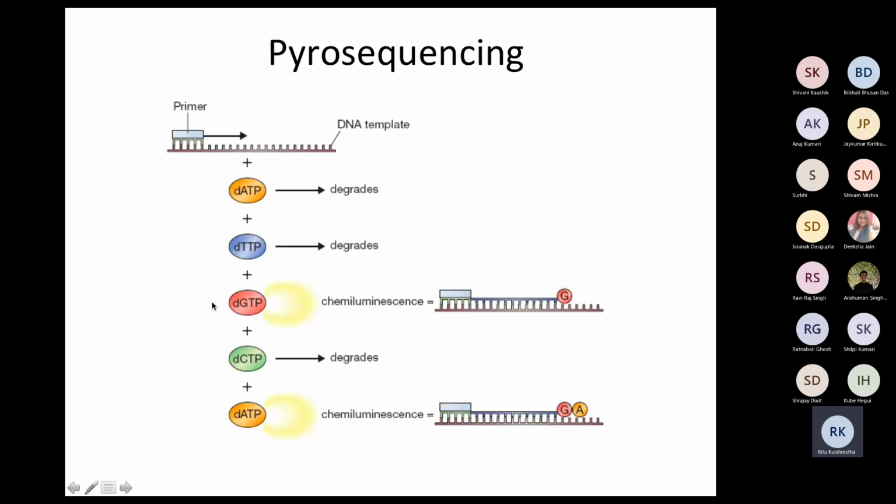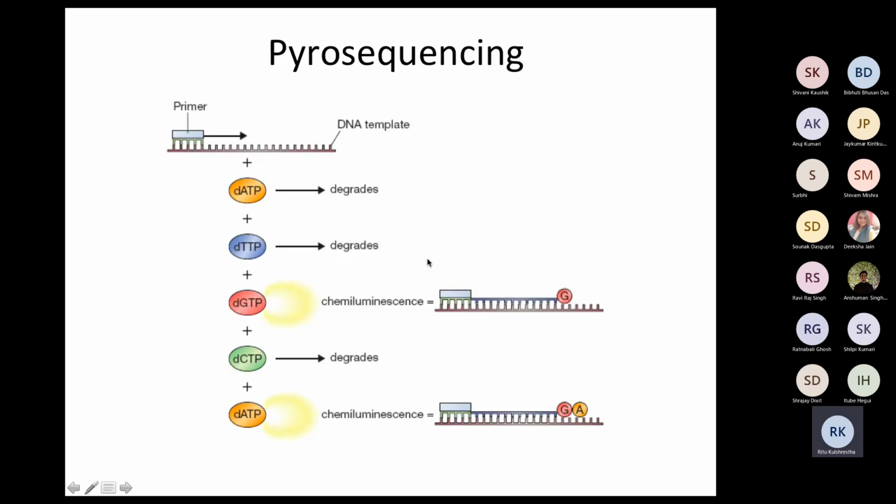Then what I do, I go sequential. So let's say the order is A, T, G, C. Then I add dCTP, it gets degraded. Then I add dATP, and I will see chemiluminescence. So it means that after G, the sequence was A. So now I can read the sequence as and when the nucleotide gets incorporated.